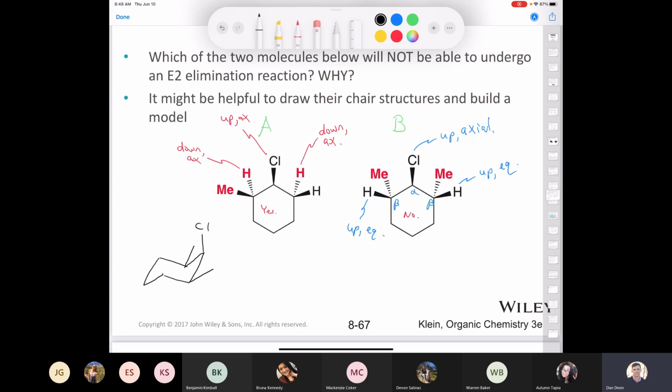But anyhow, you have a methyl group going like that. So that means we've got a hydrogen going down and axial, and we have another hydrogen. I'll try to break the bond here so that it looks like it's going behind the page.